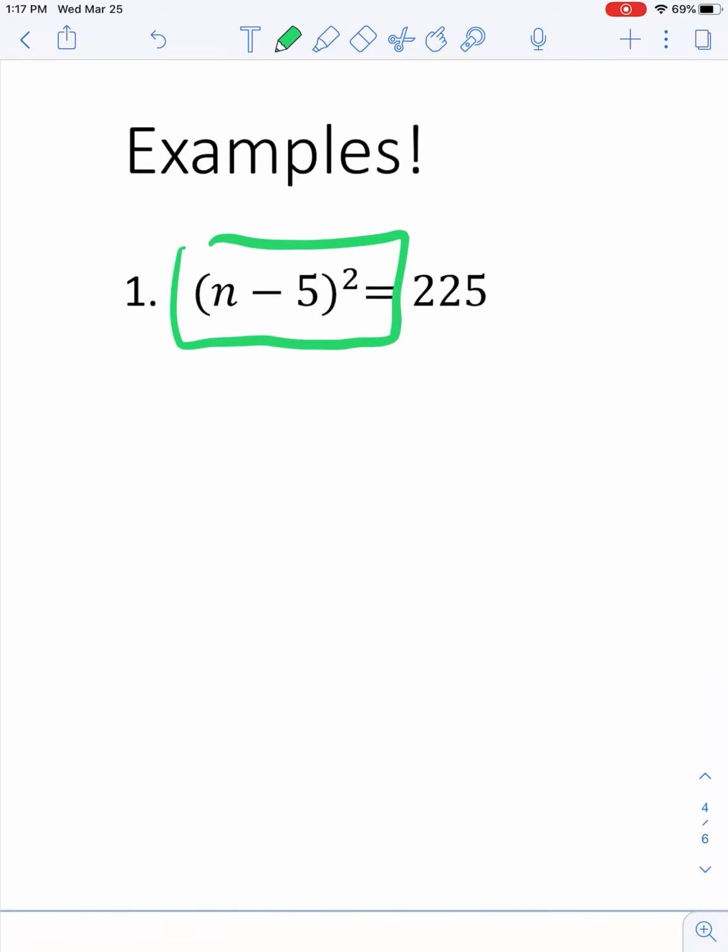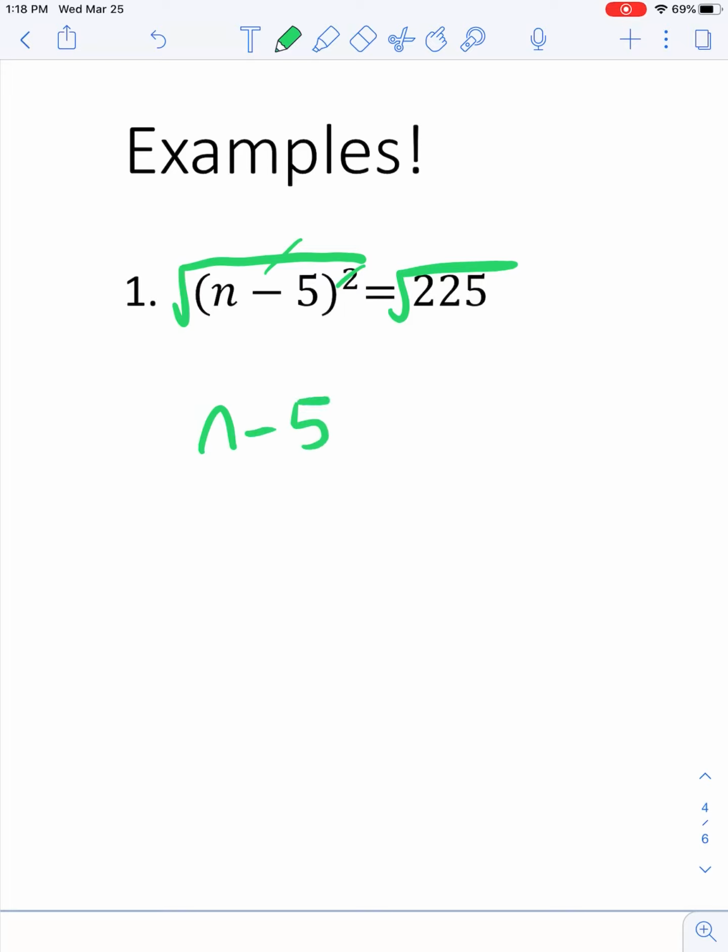The squared term is kind of a big squared term now. It's not just x squared or n squared, it's n minus 5 squared. That's all one term. That's the squared term. Once it's alone, we're going to do exactly what we did yesterday, and square root both sides. When I square root n minus 5 squared, it just gets rid of the square and becomes n minus 5, just like when you square root x squared, it becomes x.